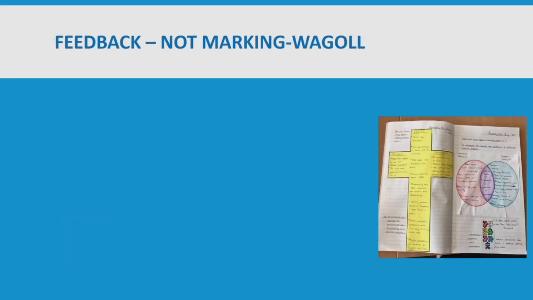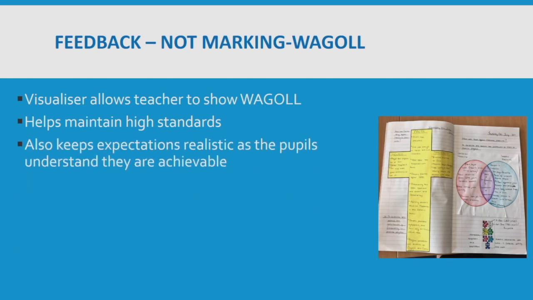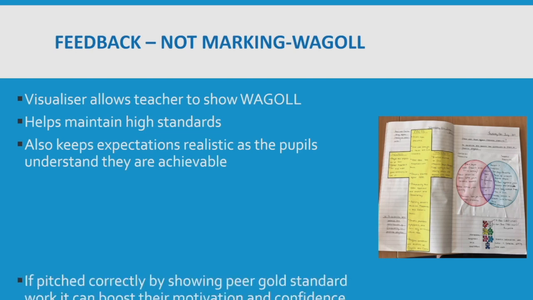Every year, I keep a folder with really good examples of work, especially when I'm doing quite long, extensive pieces of writing. And I would show that to students at the beginning of the lesson and say, this is what we're aiming for. And that helps to not only maintain the high standards, making sure that all students are doing the best work they can do, but also realistic, because it's from pupils that have been in that year group and they've done that work themselves. So the students can see that that work is achievable.